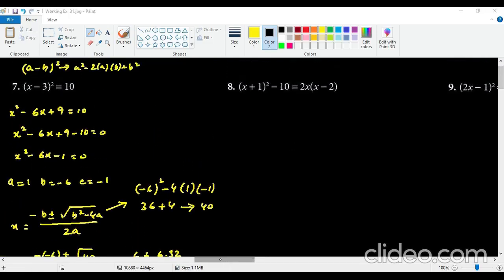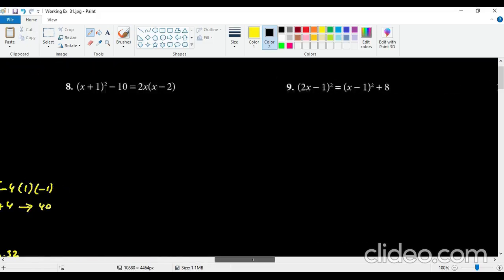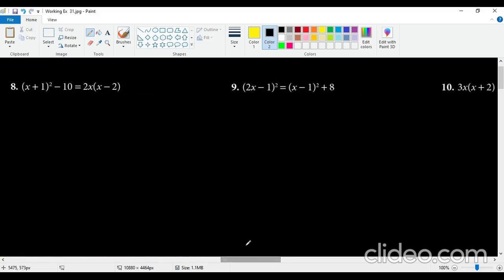In question number 8, it says x square plus, because there's a plus sign in between, so it's going to be 2x plus 2 minus 10 equals 2x square minus 4x. So now, because 2x square is a bigger number, I'll bring everything from this side towards the other side of the equal sign.